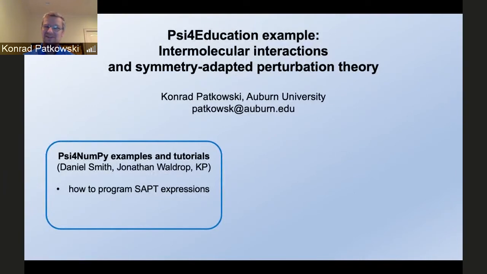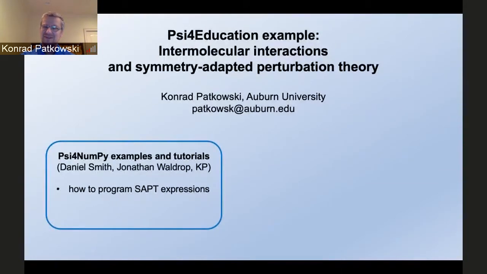So when there's a new graduate student in the lab who needs to learn the under-the-hood details of SAPT, I think the Jupyter tutorials are the best resource I can offer them. But I don't think there's any undergraduate class that really needs to delve into the details of programming SAPT expressions.